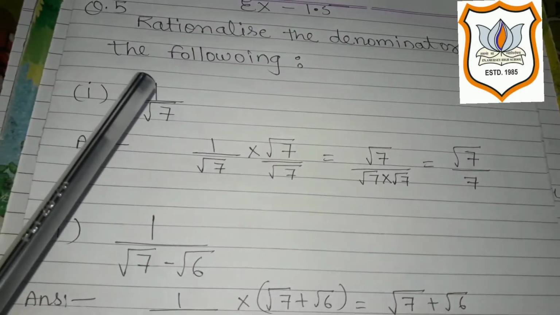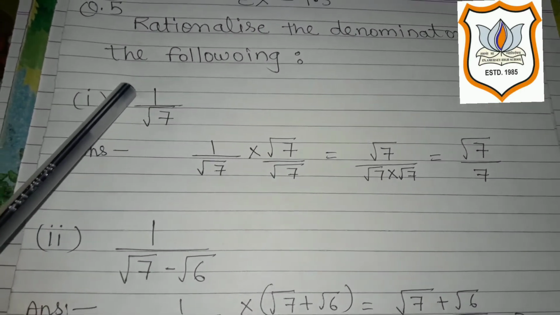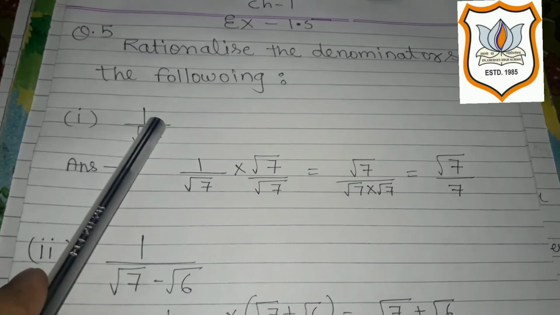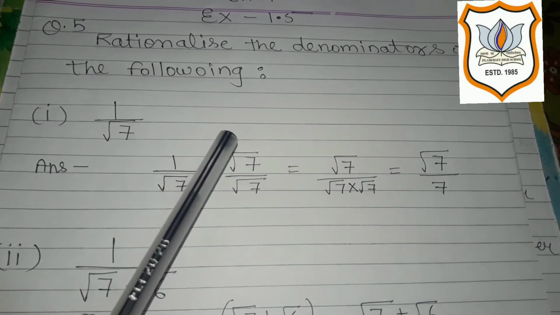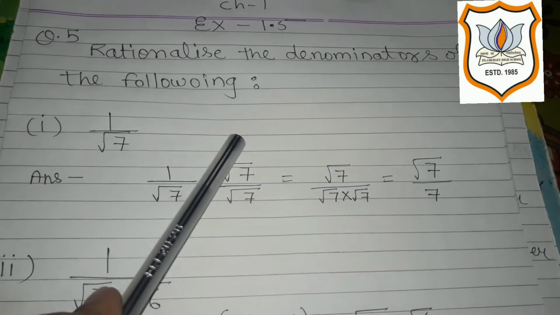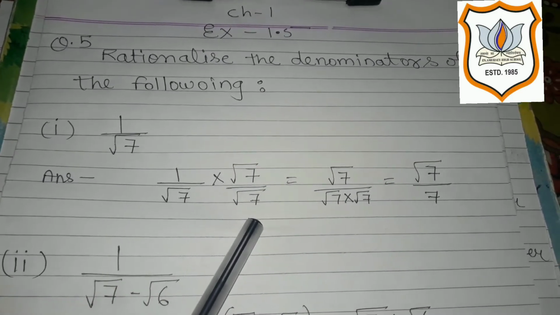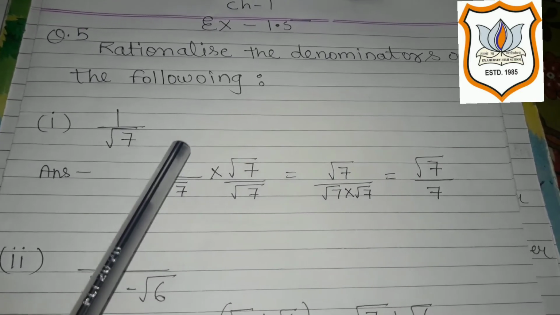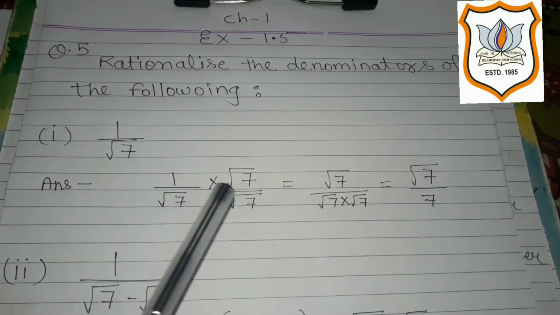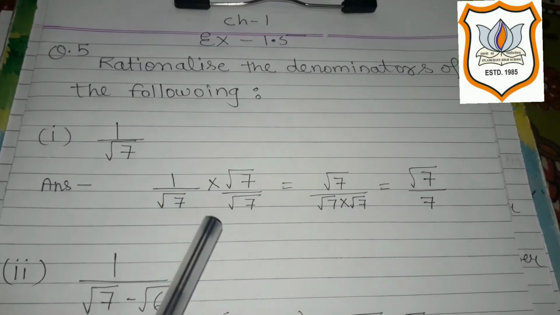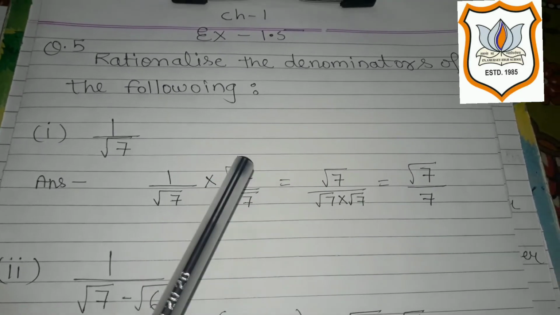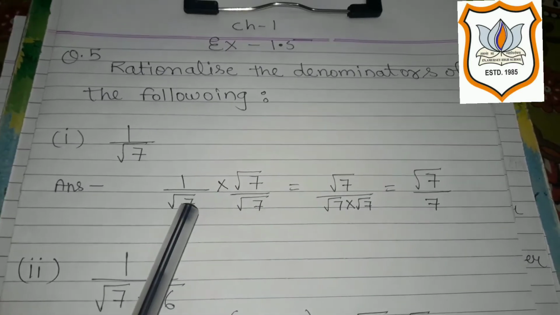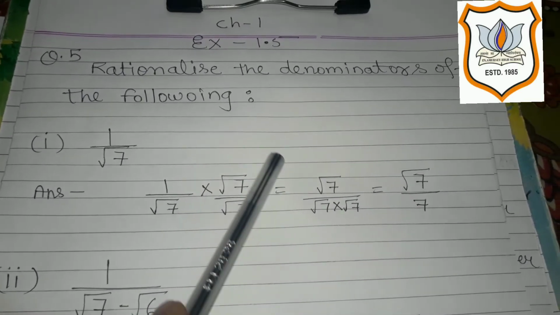First of all, let us consider the very first question, that is 1 upon root 7. To remove root 7 from the denominator, what will we do? We will multiply by root 7 on both sides. This is one of the concepts we have discussed in small classes, that whenever we multiply any number to the numerator, then we have to multiply the same number to the denominator also. This is the rule of fraction. So if we are multiplying root 7 to the numerator, then we will have to multiply this same root 7 to the denominator also.